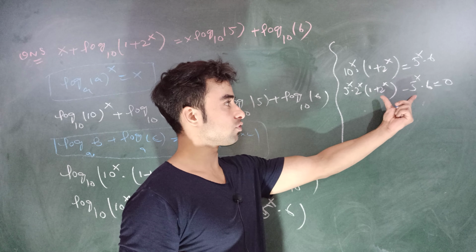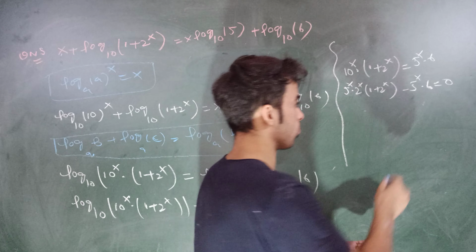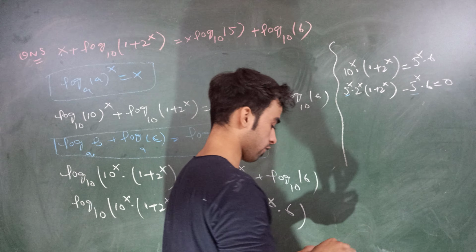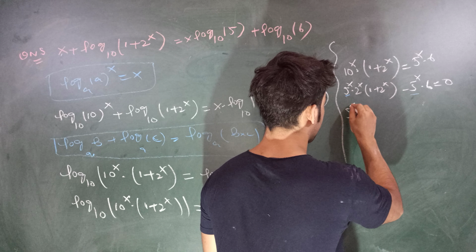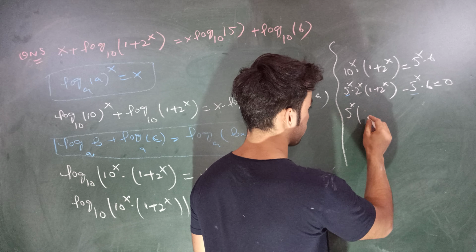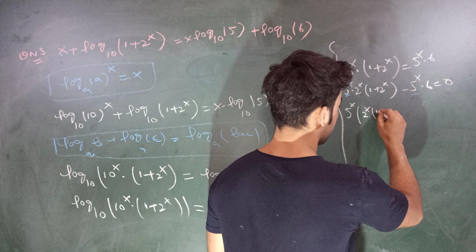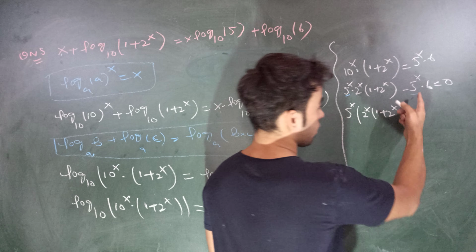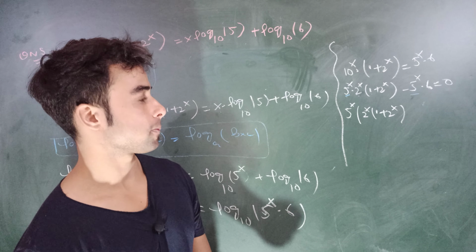Now I can take 5 to the power of x common from both this and this 5 to the power of x. As I do that, this becomes 5 to the power of x. The inside thing will stay the same. This will be multiplied with this, so it becomes 2 to the power of x, 1 plus 2 to the power of x. Okay, took 5 to the power of x from the second.